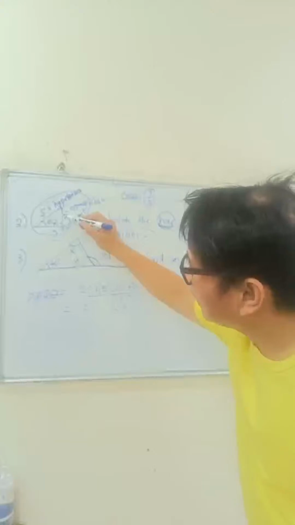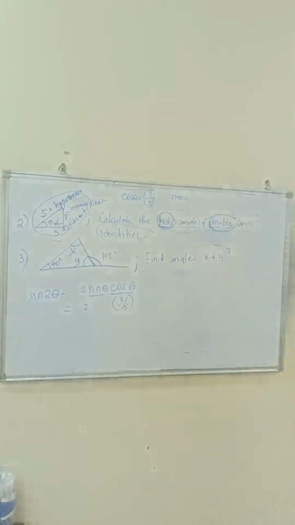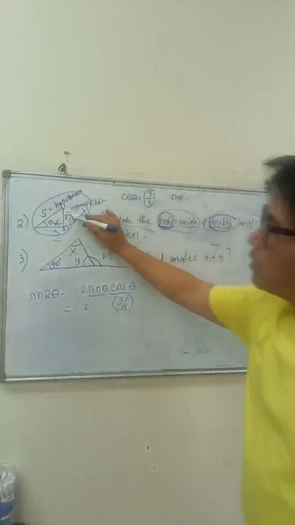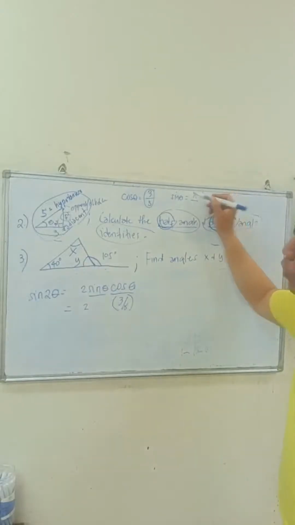Things like that. Okay, now this is the height. So therefore, I will say sine theta is equal to the opposite, no? Because that is SOHCAHTOA, okay? Opposite. What is the opposite? I represent that with h. So h over hypotenuse, which is 5.